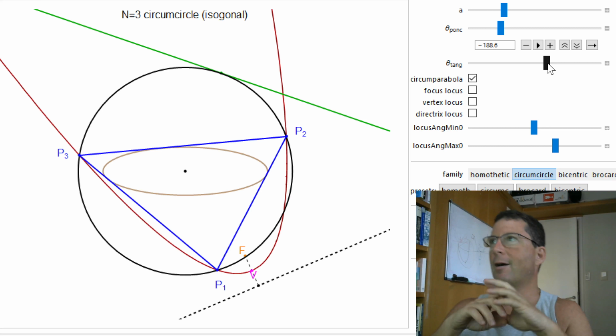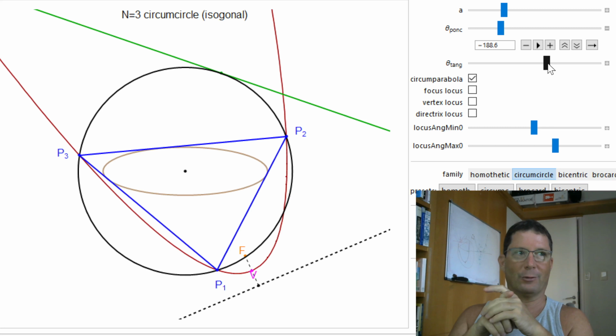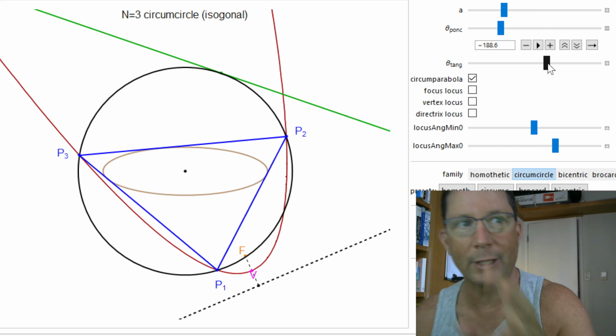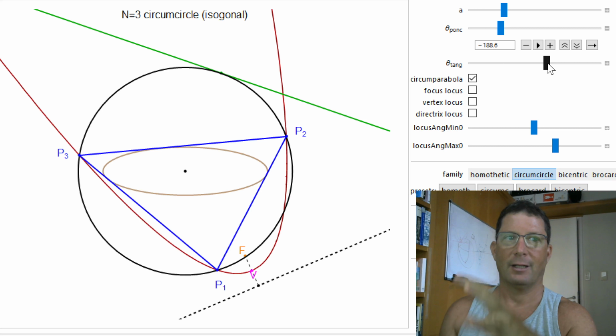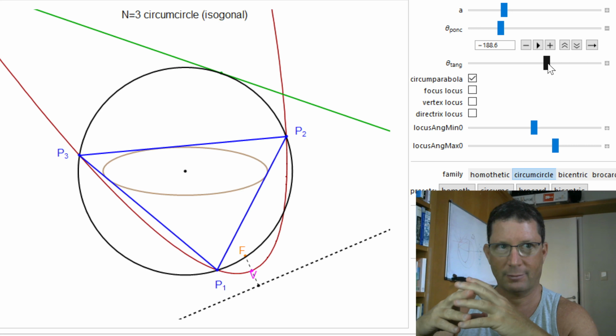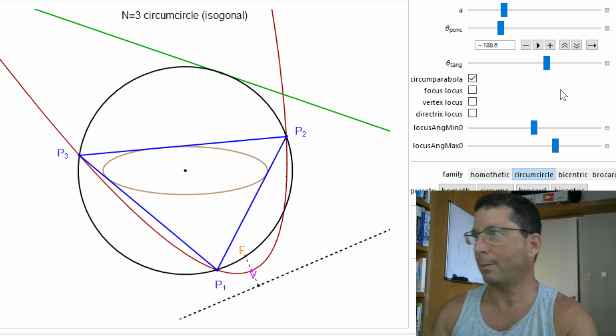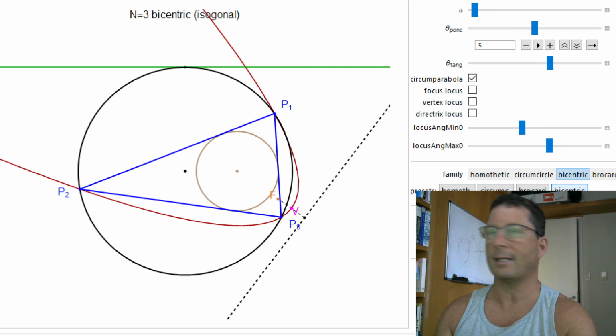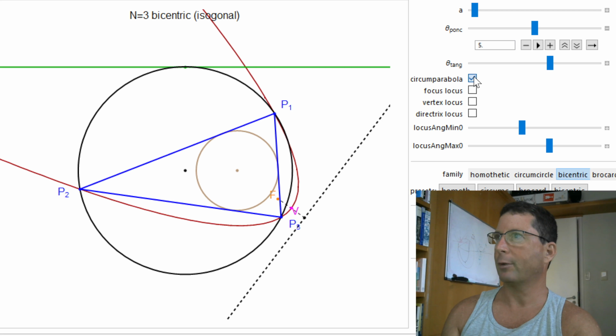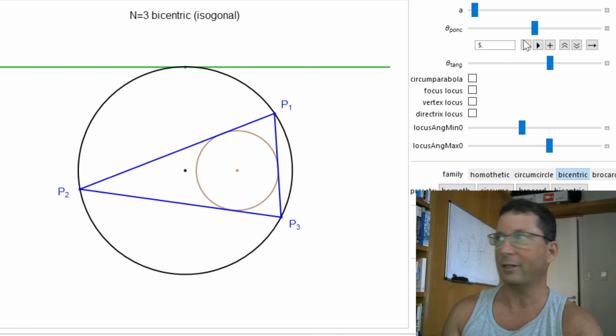All right, now I want to get to the main result here. Let's switch to a different Poncelet family, also inscribed in a circle, but let's say more primitive. We're going to switch to something called the Bicentric family. And let's just recap what the Bicentric family is, since it keeps coming back in my videos.